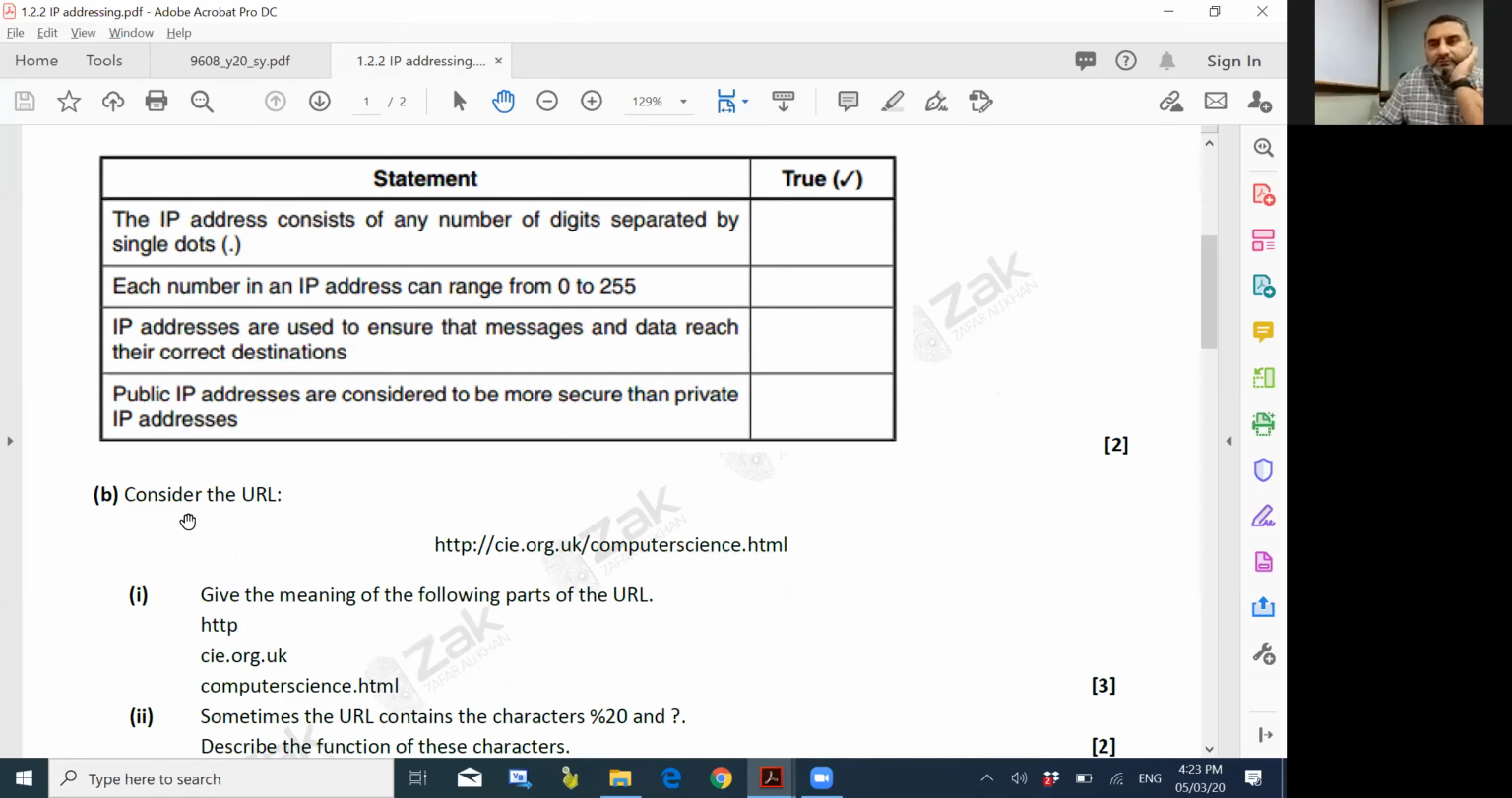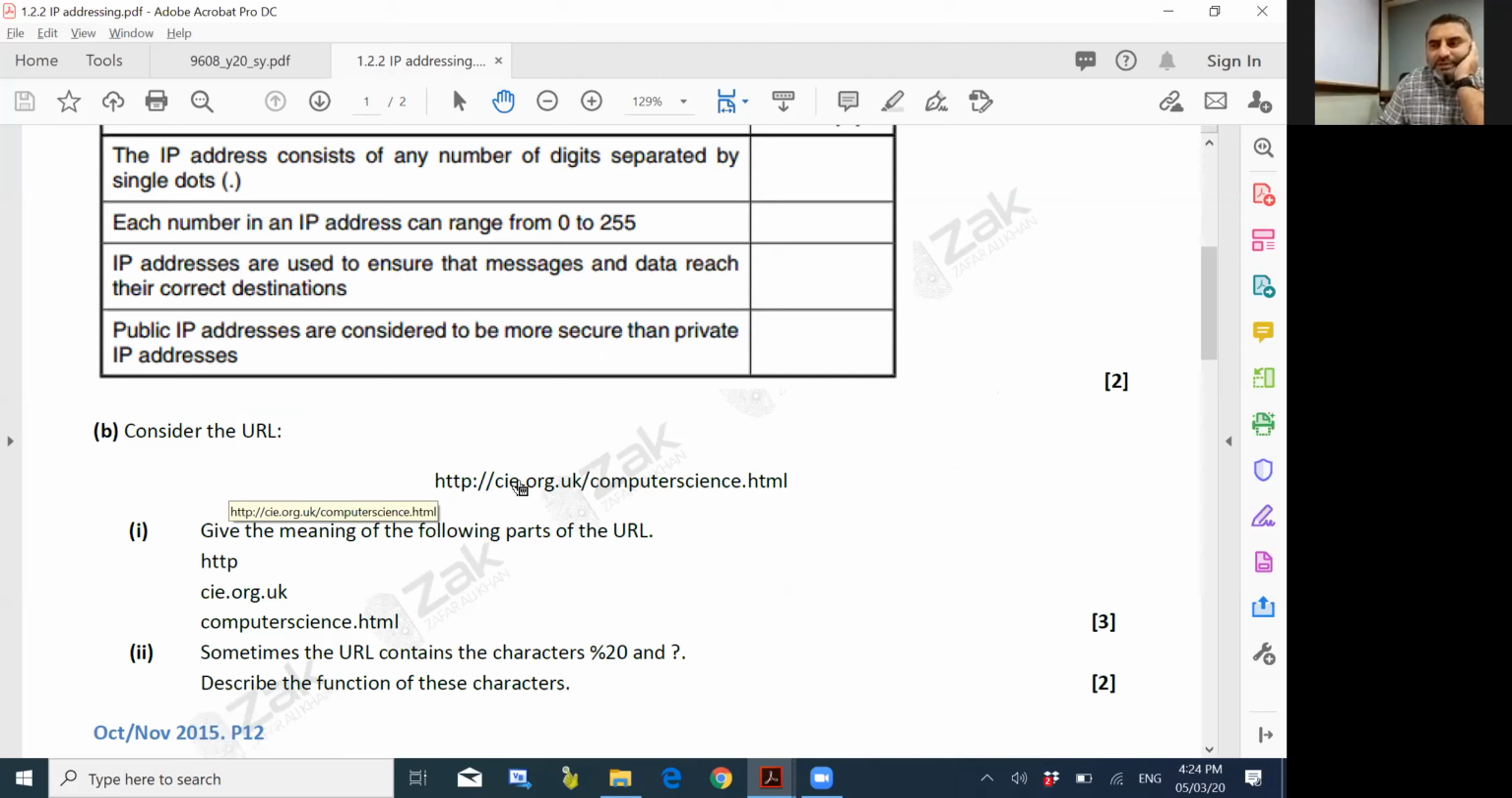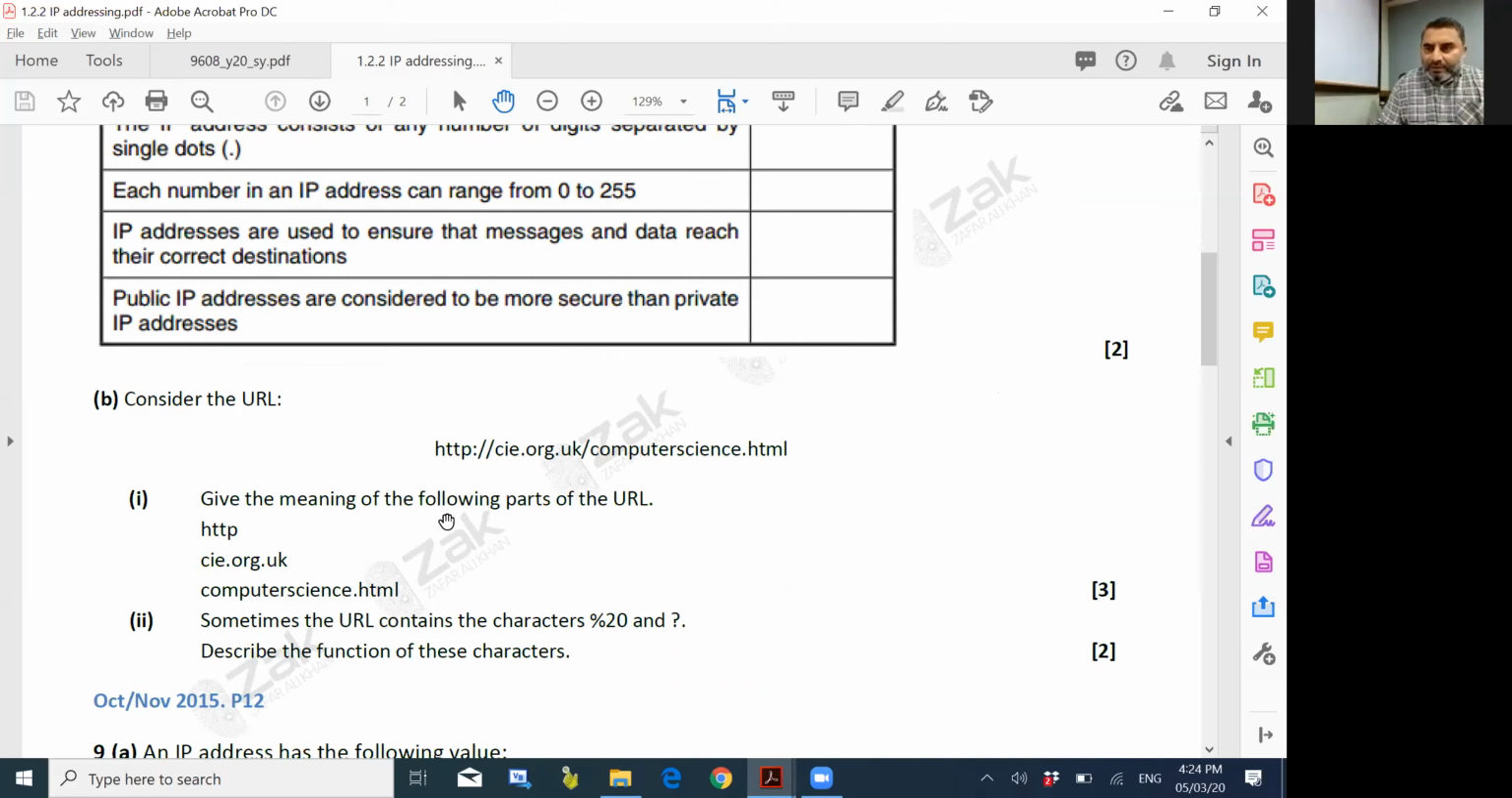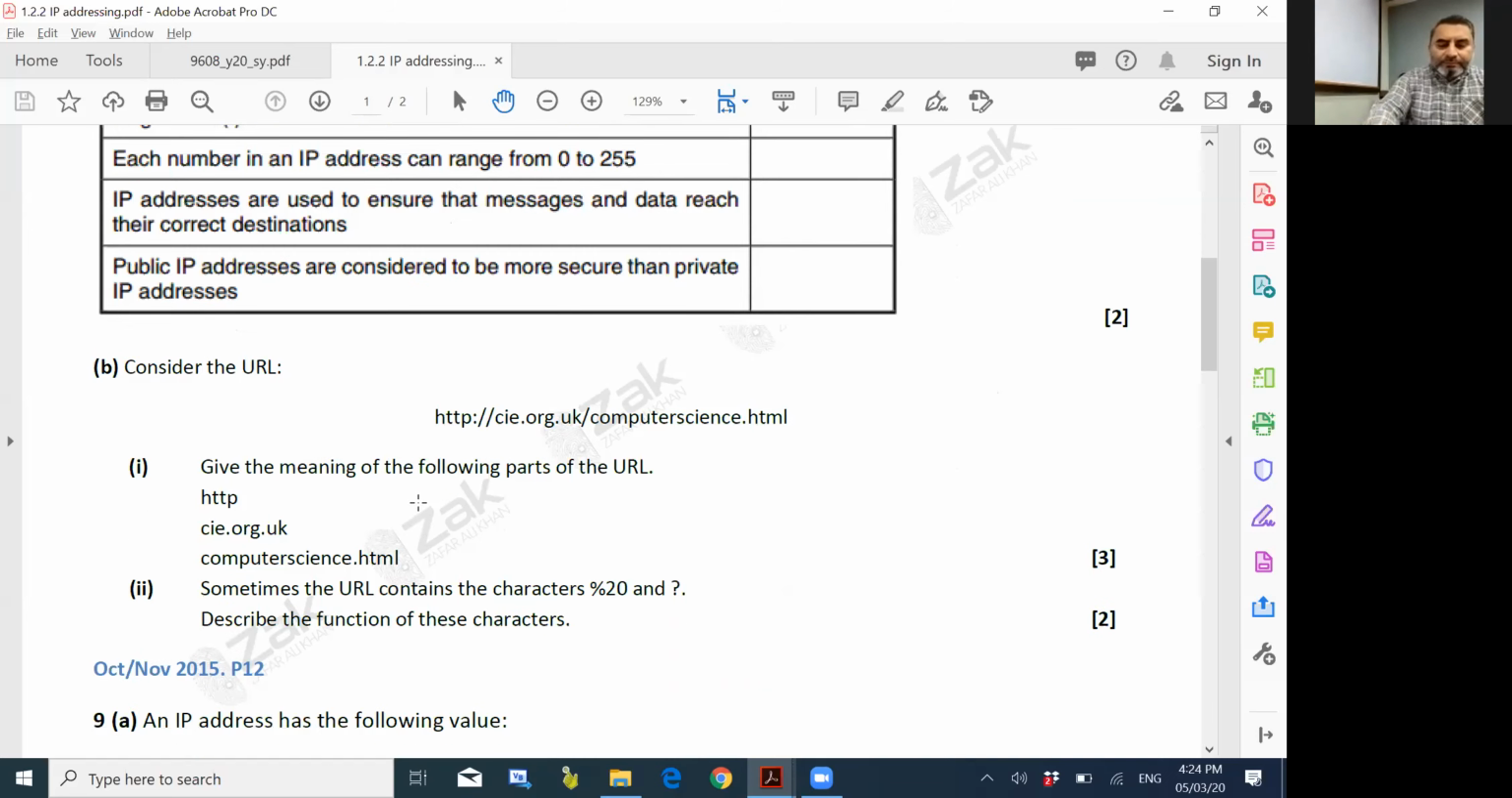Now, consider the URL http://cie.org/computerscience.html. Give the meaning of the following parts of the URL. HTTP enables the browser to know what protocol is being used to access information in the domain cie.org.uk, which is the domain name. So cie.org.uk is the domain name, and computerscience.html is actually the web page.